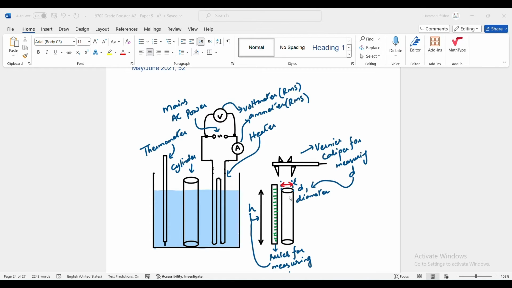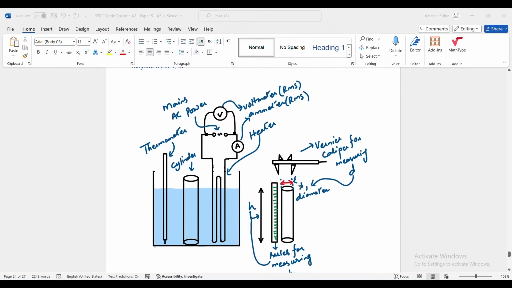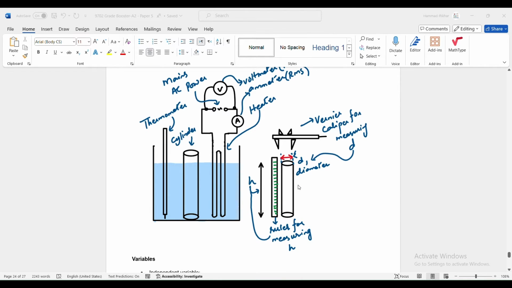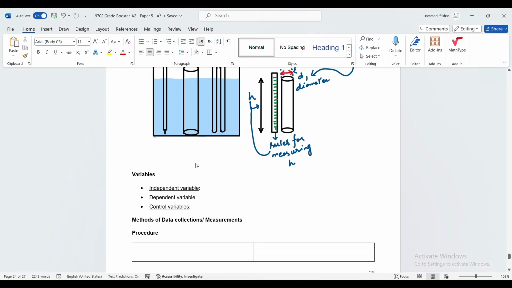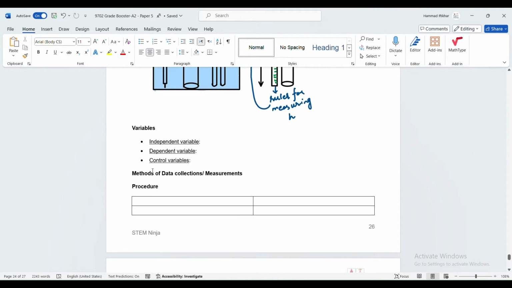Vernier calipers and rulers are used to measure the diameter, which will lead to the cross-sectional area, and rulers are used for measuring the length or the height of these cylinders, right? Okay, all right. So let's go back and paste the equation over here so we can write the process over here.